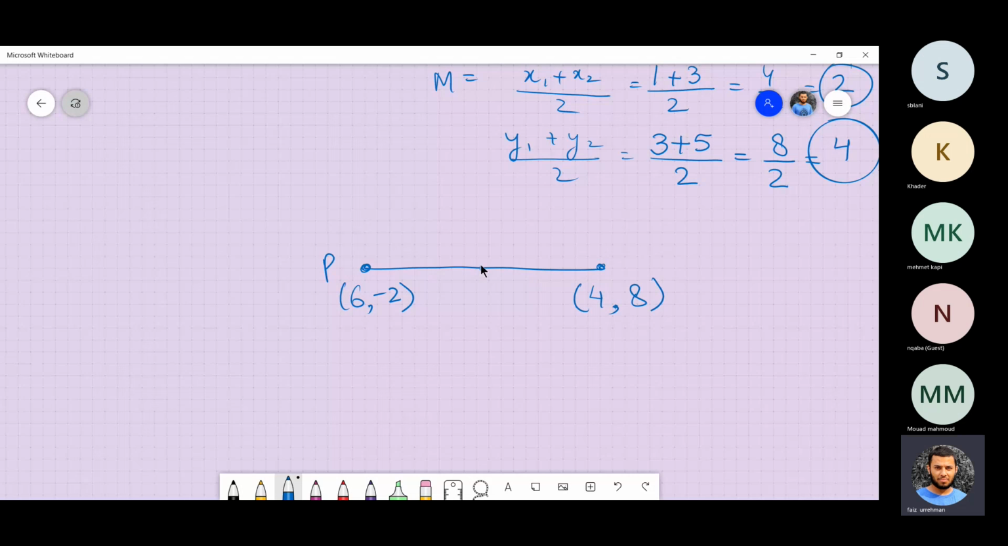What about this one? What will be the midpoint? M will be what? What is the formula? First, you have to make x1 and y1. You have to write it for yourself to make it easy. Then write x2 here and y2 here. So what is the formula for M?